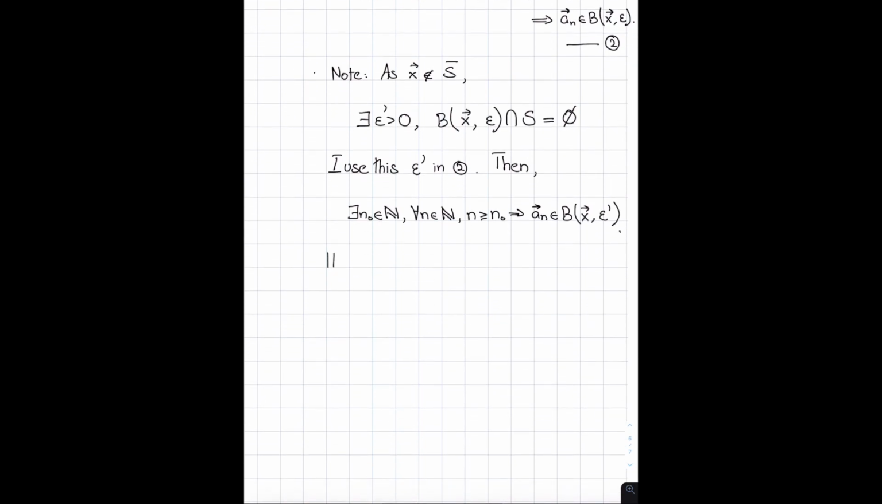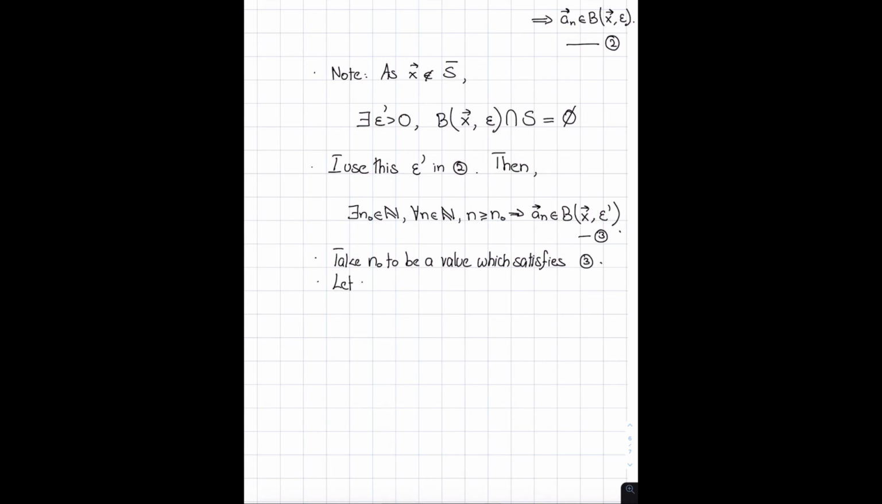However, as A of n, or well, okay, I just want to be rigorous over here. So I'm going to say take n naught to be a value which satisfies 3.